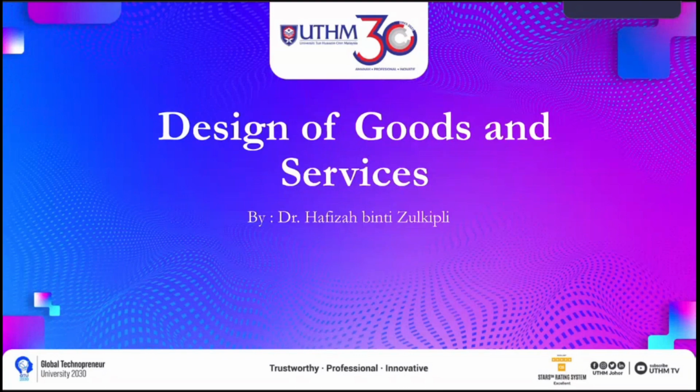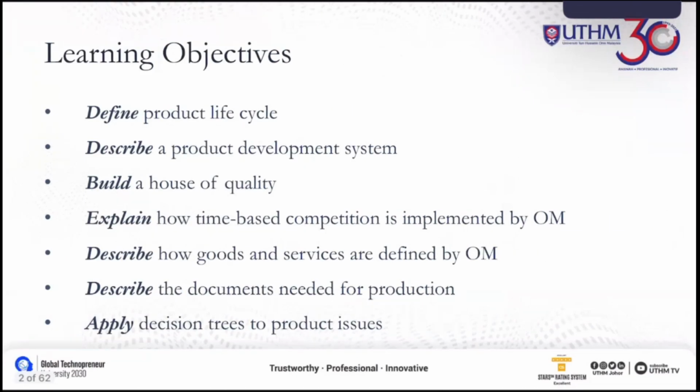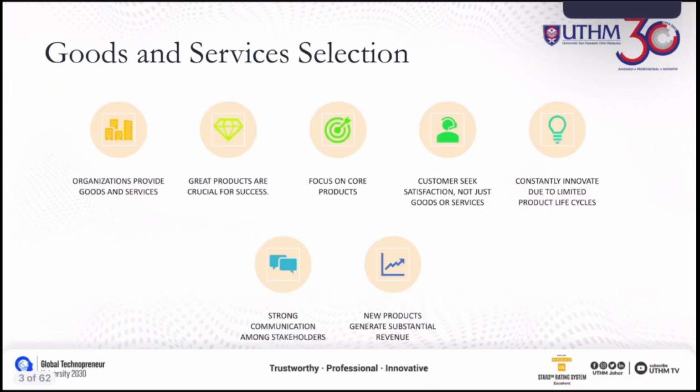So this is a recorded lecture for Chapter 3, Design of Goods and Services. The learning objective of this chapter is to define the product life cycle, describe a product development system, and build a house of quality, explain how time-based competition is implemented by operations management, describe how goods and services are defined by operations management, describe the documents needed for production, and also to apply the decision tree to product issues.